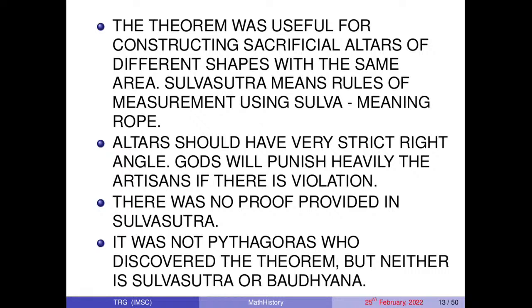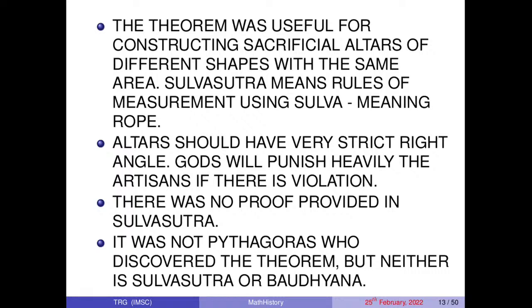So Sulva Sutra really means rules for measurement using sulva, which means a rope. It's actually a rope which was being used to measure things. So if they wanted to make a right-angled triangle, the right angle, which is 90 degrees, is more important in the construction. If they have something like 3 plus 4 plus 5, a 12 inch rope, and make it into 3 and 4 here, and then join this, they know definitely that the angle is 90 degrees.